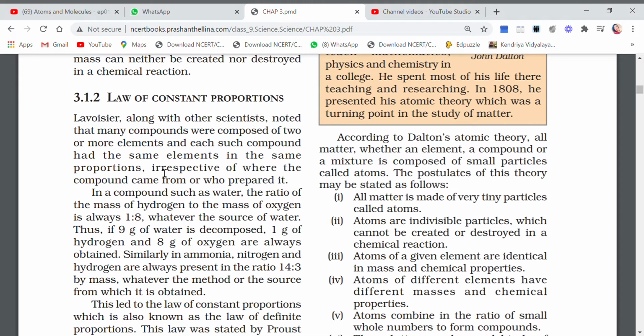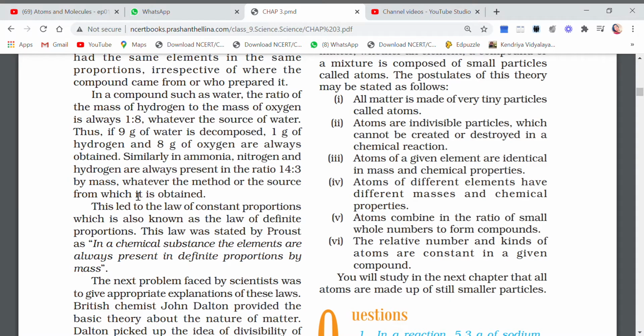Second question is define law of constant proportions. The definition of that law was given, and it is also here in your NCERT. You can see this is the answer for second question. In a chemical substance, the elements are always present in a definite proportion by mass. So this is answer number 2. Again, I am repeating, question number 2 is define the law of constant proportion, and this is the answer number 2 here in your book.